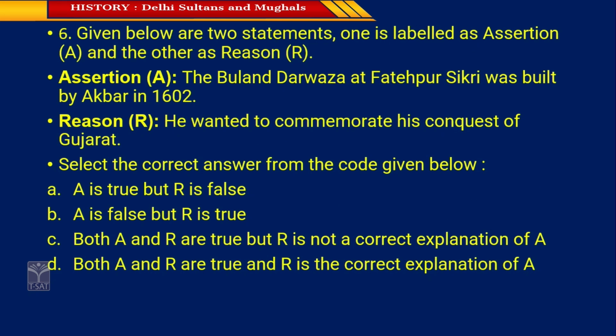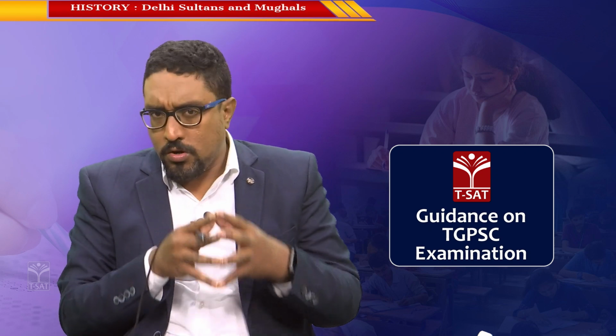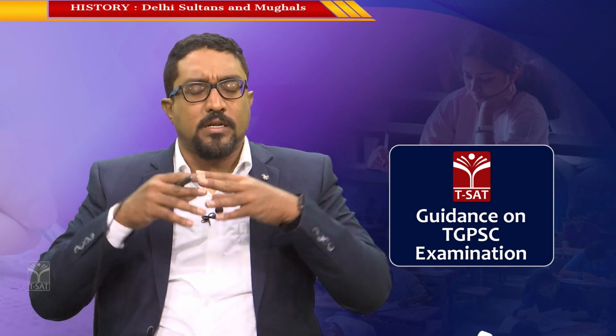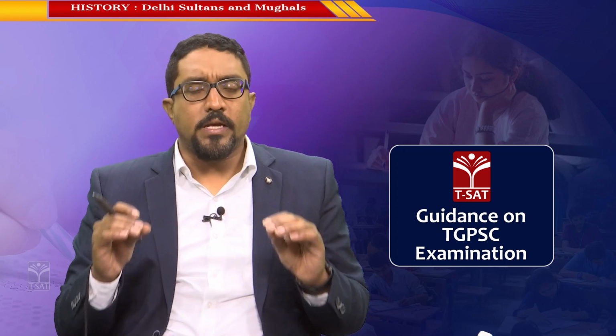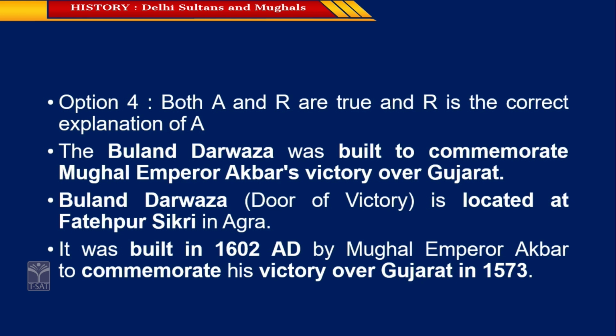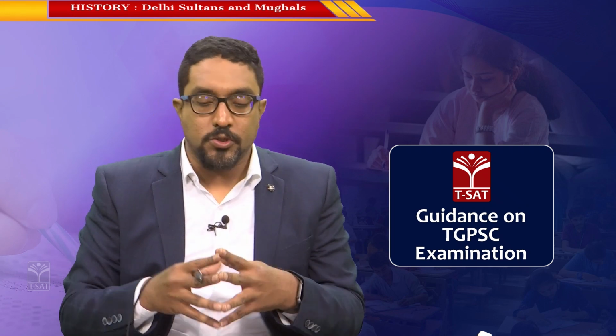Next question. Given below are two statements. One is labeled as assertion and other is reasoning. Buland Darwaza at Fatehpur Sikri was built by Akbar in 1602. He wanted to commemorate the conquest of Gujarat. Select the correct answers from the codes given below. See, assertion reasoning is a pattern of questions where you need to answer the question understanding the question within the domains of the question. It is not about what you know. You should only be able to answer based on these two. The assertion that Buland Darwaza at Fatehpur Sikri was built by Akbar in 1602, you need to just check if this assertion of this statement is right based on the reason given. He wanted to commemorate his conquest of Gujarat. Let us see the answer. The answer is true because yes, Buland Darwaza was built in Fatehpur Sikri by Jalaluddin Muhammad Akbar only to commemorate his victory over Gujarat.